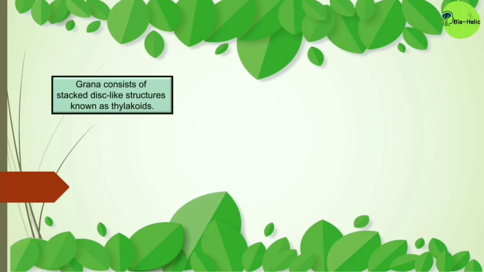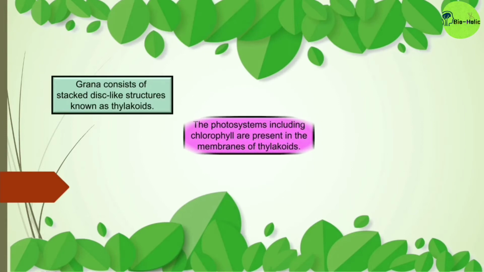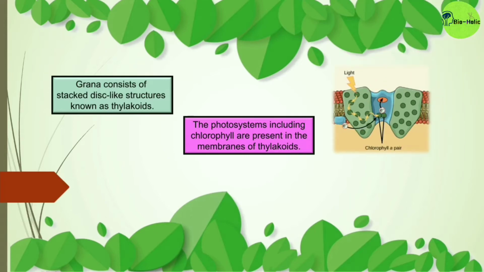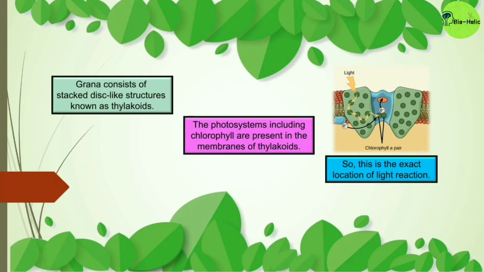The grana consists of stacked disc-like structures that are known as thylakoids. Last Friday, we learned about the photosystems, where we saw that the photosystems include chlorophyll that are present in the membranes of thylakoids. This is the structure of photosystem that is present in the thylakoid membrane. This photosystem participates in light reaction. So this is considered as the exact location of light reaction.